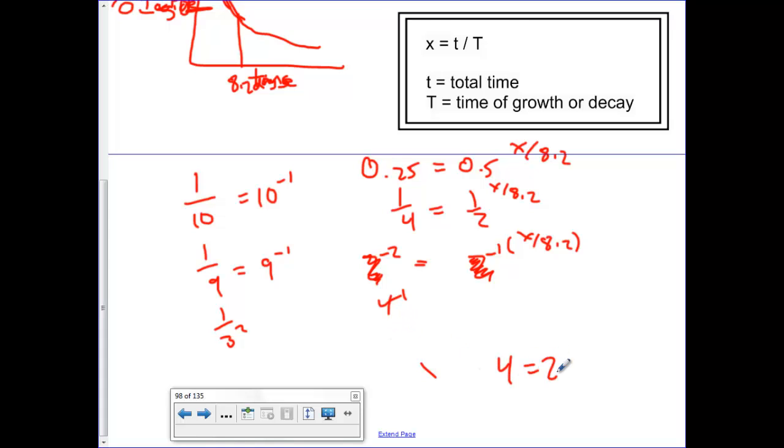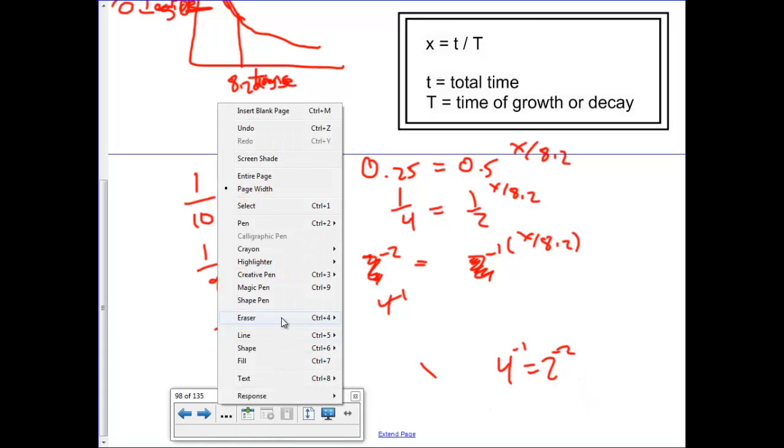Well, hopefully you recognize that 4 is the same thing as 2 squared. Like hopefully that's something you recognize there. So then if you have 4 to the negative 1, it would be the same thing as 2 to the negative 2. They're both just negative then. Does that help? Yeah. Okay.